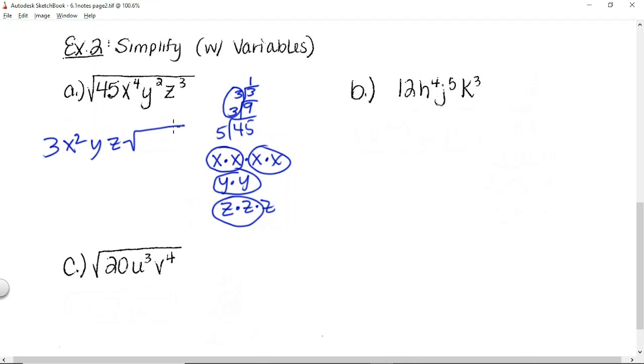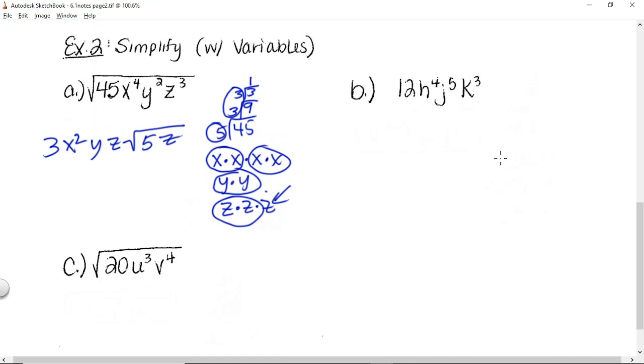So what's inside the radical? Well, it's the leftovers. When we did the prime factorization, we had a group of 3's, but the 5 doesn't go in any group at all. So 5 goes inside. And then we have to look at the variables as well. Do we have any leftover variables that were not in a group? And yes, we do. It's this z right here, right? That's not in a group, so that goes in the radical as well.